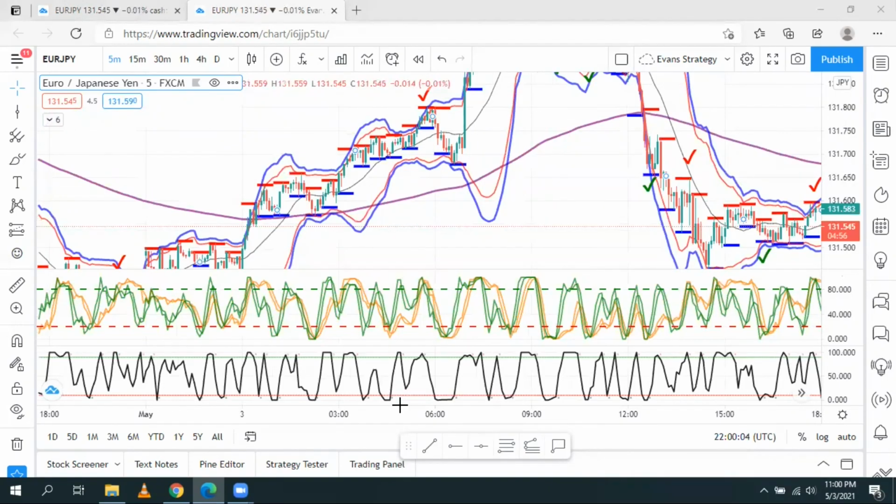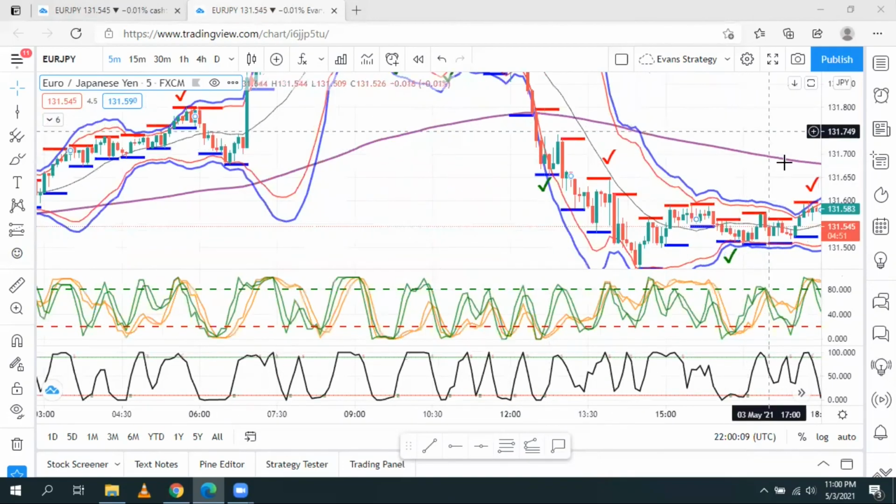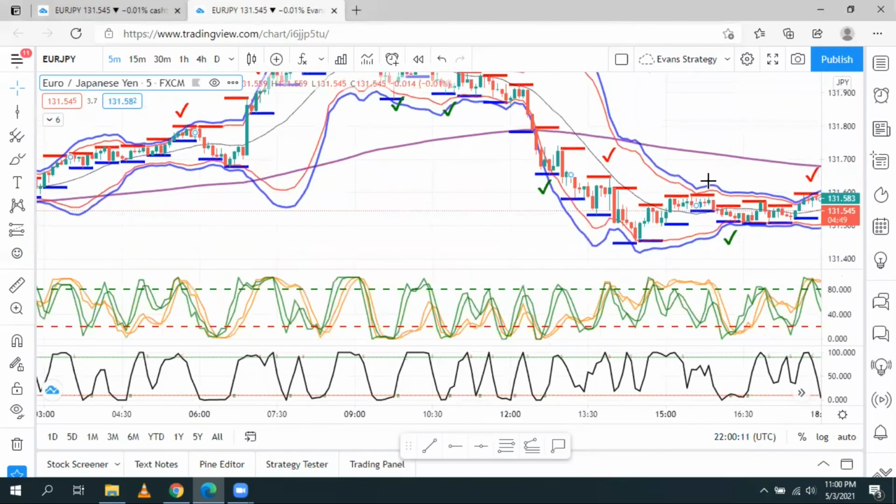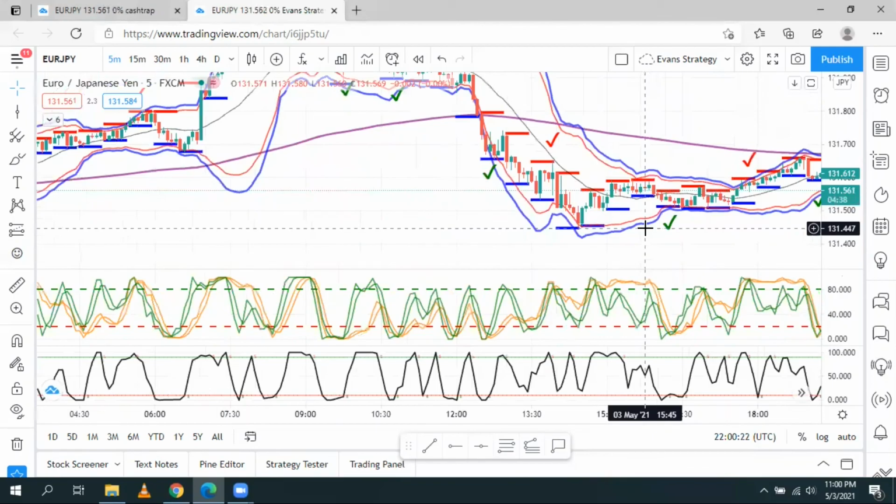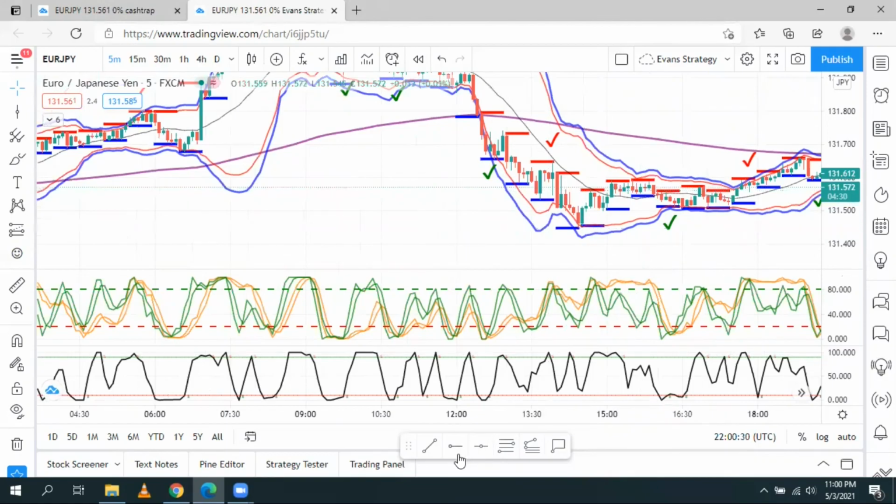That is what we'll do with the strategy. So we'll do the markup with the Evan strategy in the next video. You can see how you can avoid some trades that are not ready yet. That will cut your losses and increase your win rate.